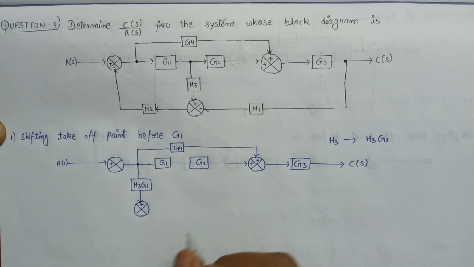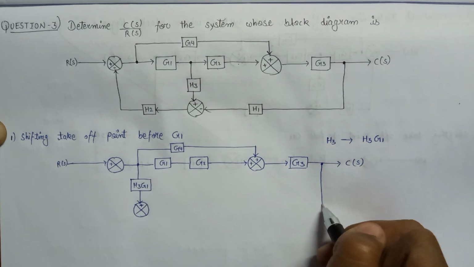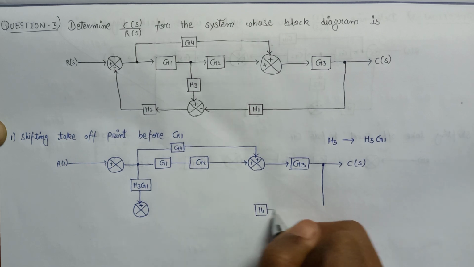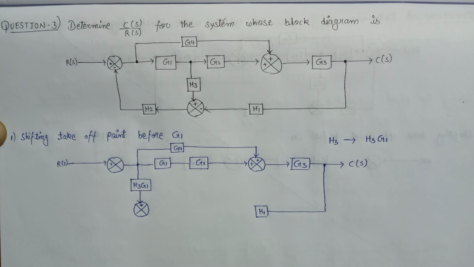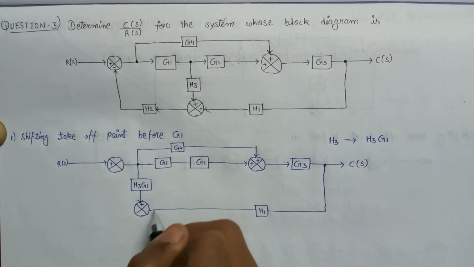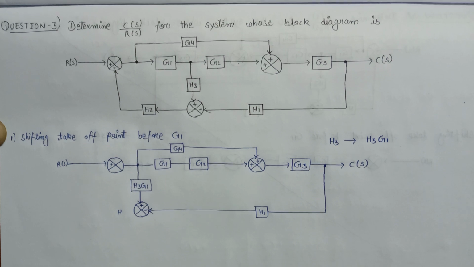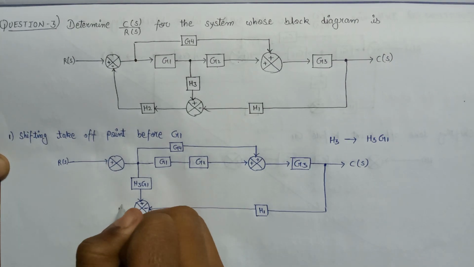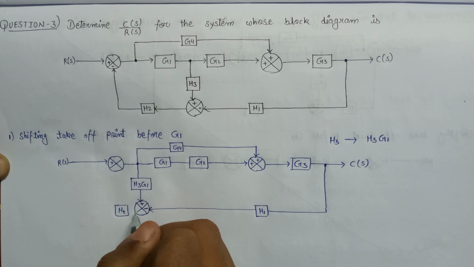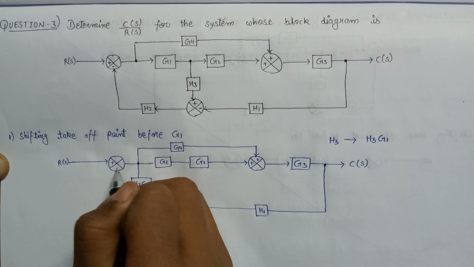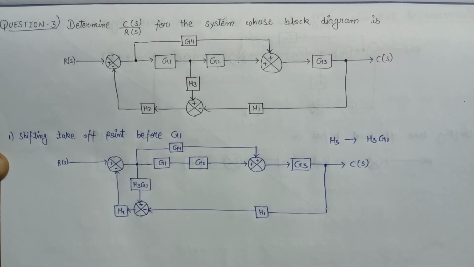and it is connected with a summer with positive polarity. Now here is another takeoff point with feedback path gain equal to H1, which is connected with the summer with negative sign, and here is another feedback path gain, that is nothing but H2, which is connected with this summer with negative polarity. So this is the simplified block diagram.